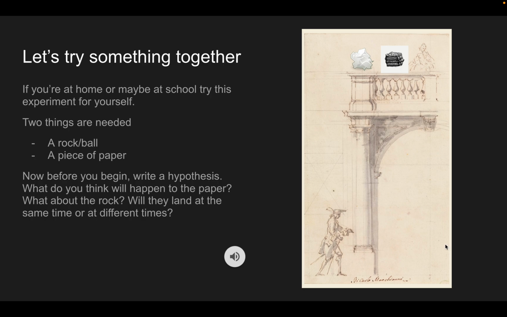Now that you have that written down, as you can see in the experiment, both are falling at the same time and will most definitely land at the very same time. Think about it this way: why do you think that is? Although they are different weights and different materials, what is it about these objects that makes them fall at the same time?